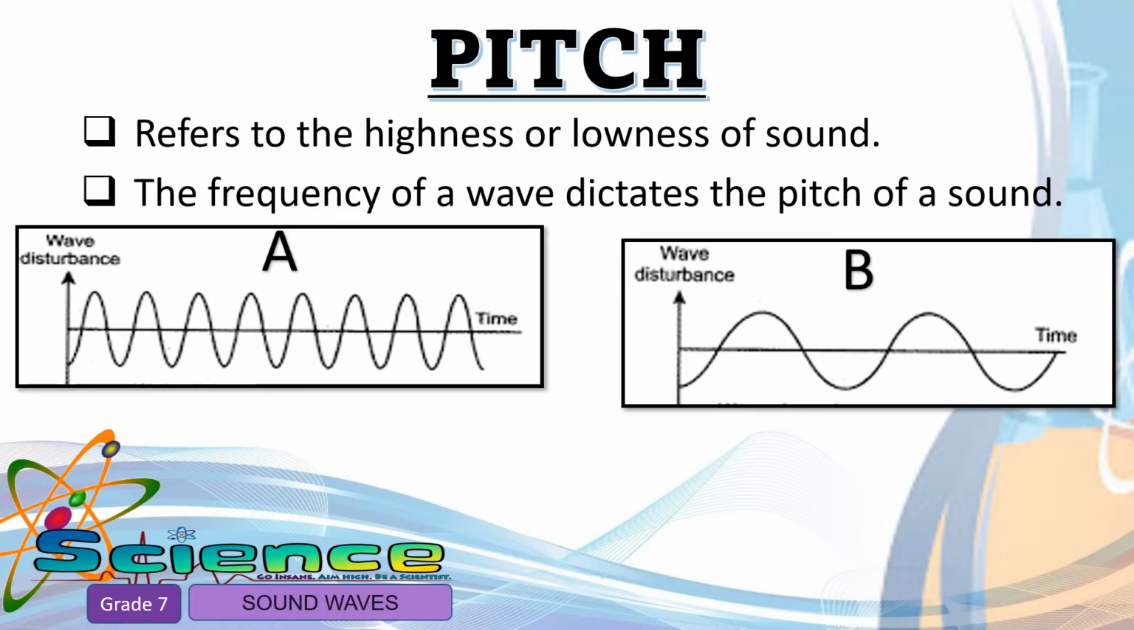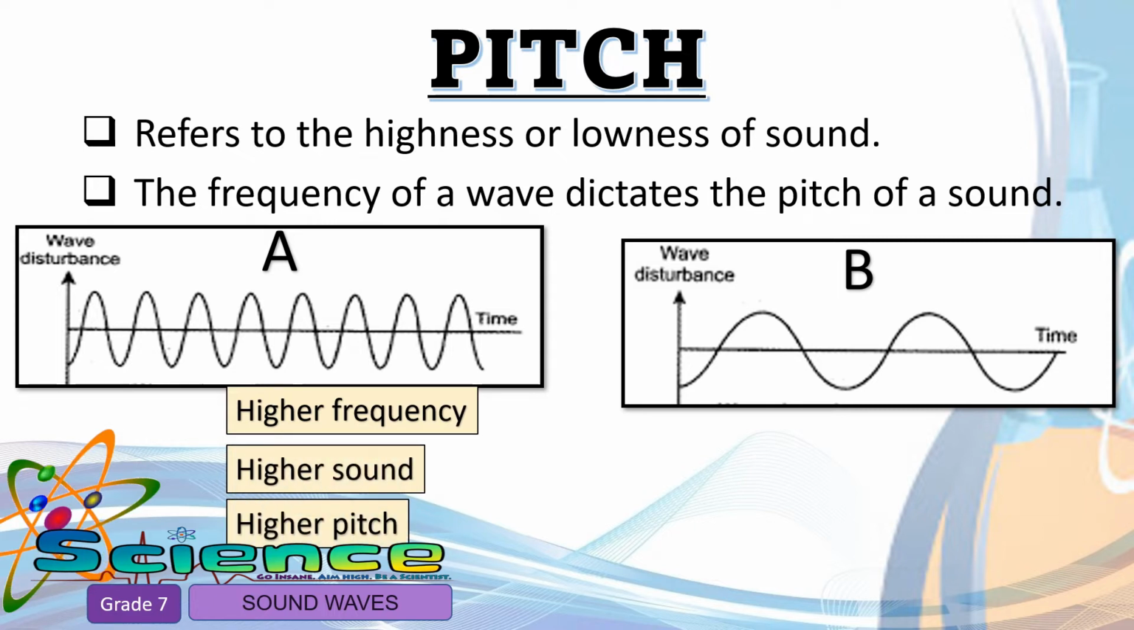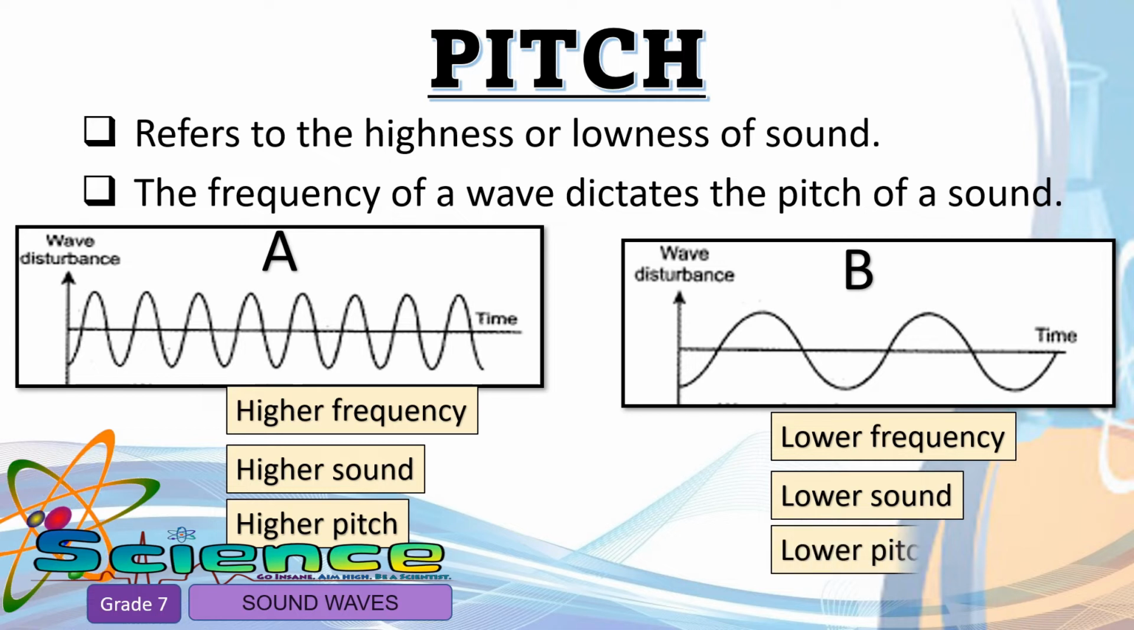Observe the following pictures. Which do you think has the higher sound? Yes, it is picture A, since it has a higher number of vibrations per second, which means it has a higher frequency, therefore it has a higher sound and higher pitch, as compared to the sound of the wave of picture B, which has a lower frequency, which means it has lower sound and lower pitch.